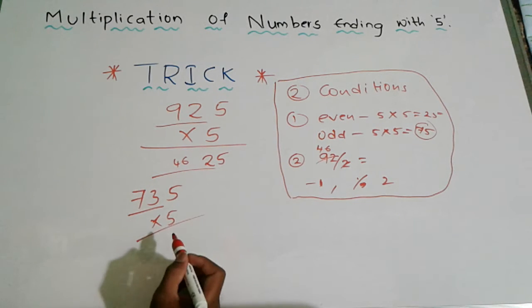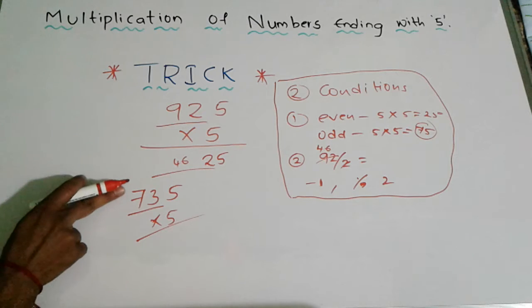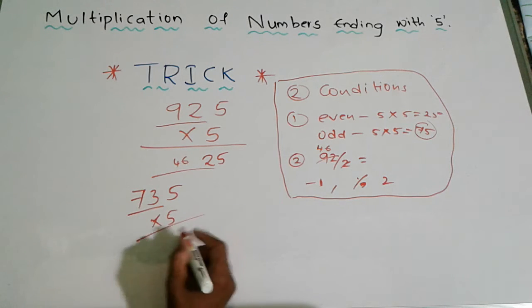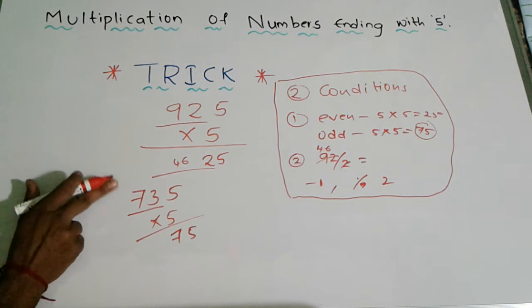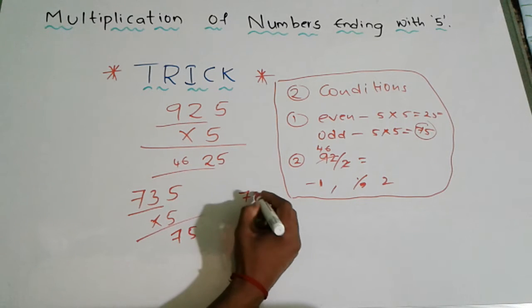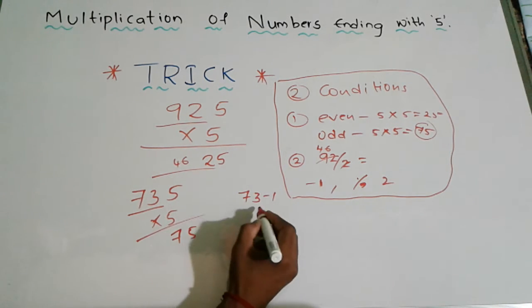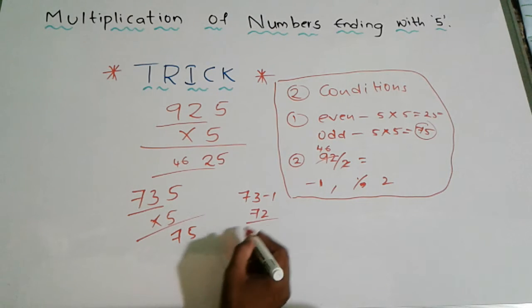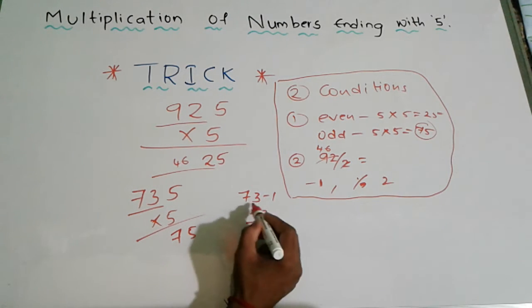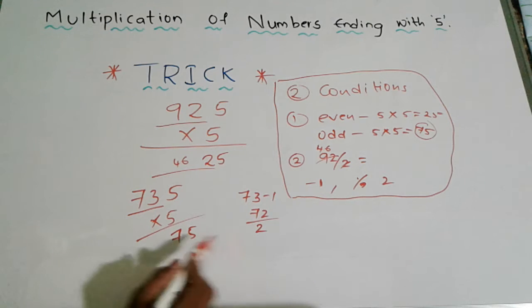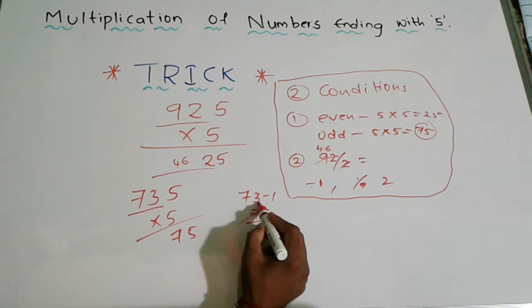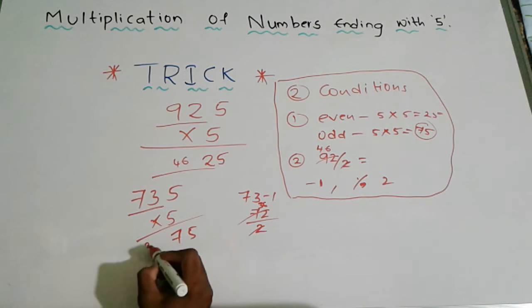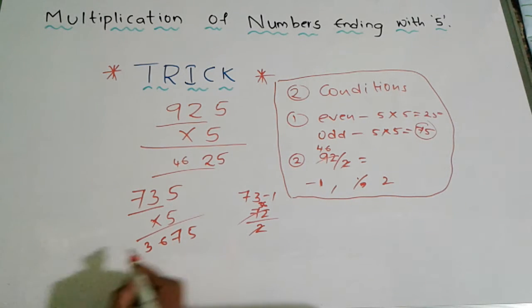5 5s are 75, because the number behind 5 is odd, right? So you have to write 75. Here the number is odd, so you have to subtract 1 from it, so that it becomes 72. And the next step is to divide that number by 2. We got 36. The final answer is 3675.